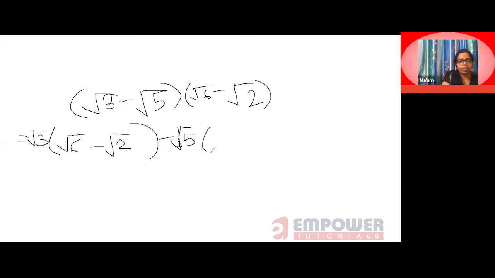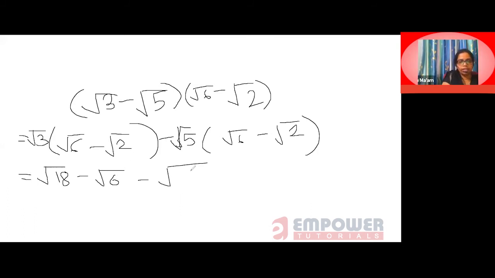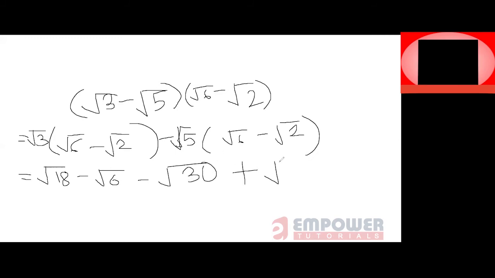Minus root 5 into bracket minus 6, minus root... Now solve this. So this will be 18 root 18 minus root 6 minus root 6 minus root 30 minus root 30 minus root 10 plus root 10. Sorry. So you need to look for the sign. This is very important. Minus minus. So minus 5 into minus 2 will be plus 10.